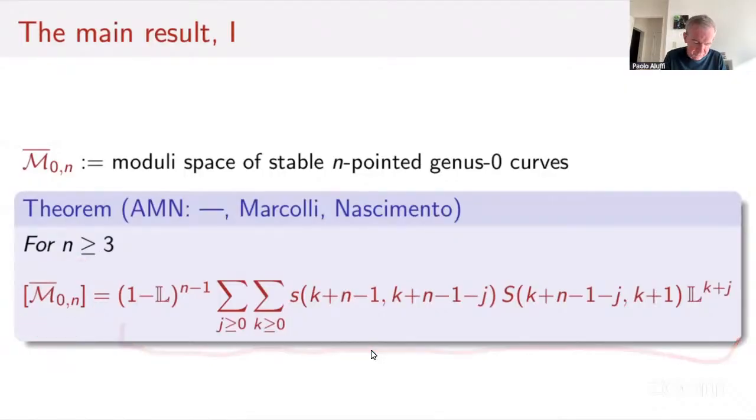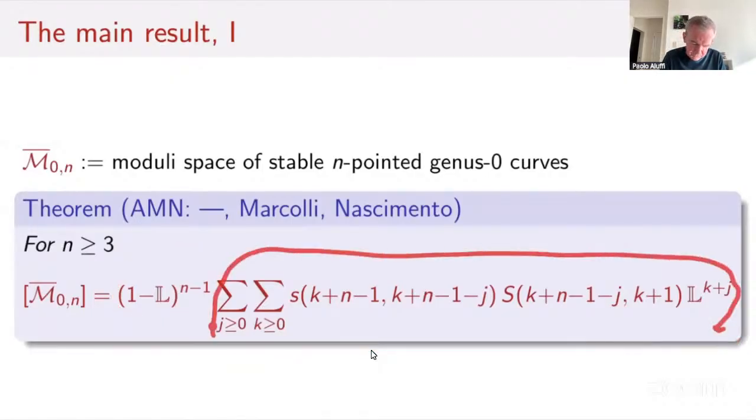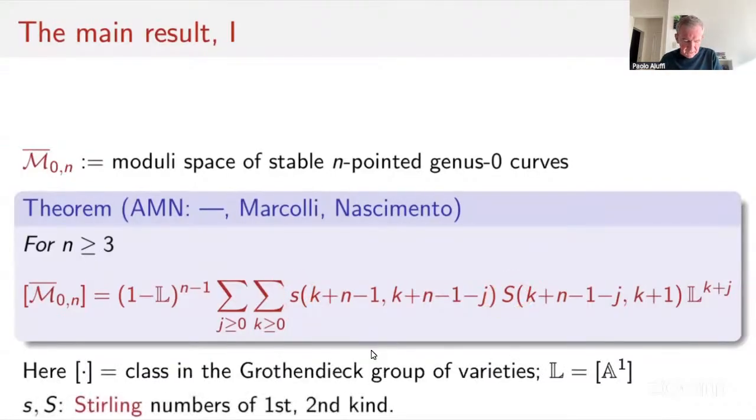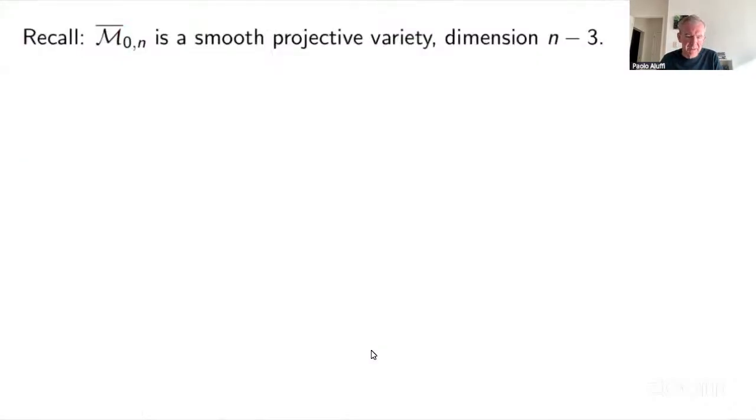So it is a very simple polynomial in L times an expression which may look a little awkward or complicated, but its value is completely explicit. So again, it's a series expressed in terms of the powers of the class of the affine line, and these little s and big S are Stirling numbers. There are two kinds of Stirling numbers, first and second kind. And again, if you are combinatorially inclined, you know exactly what the Stirling numbers are. And if you are like me, maybe a little less familiar with these objects, then you benefit from a little reminder, and this will come.